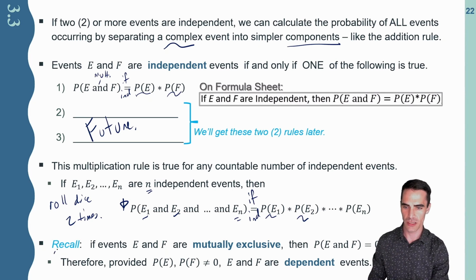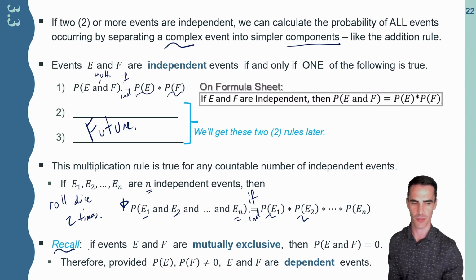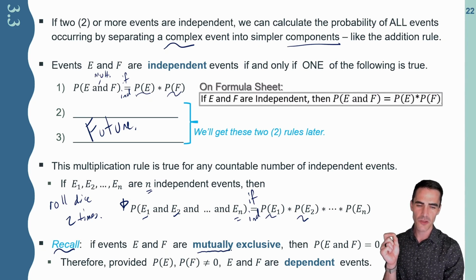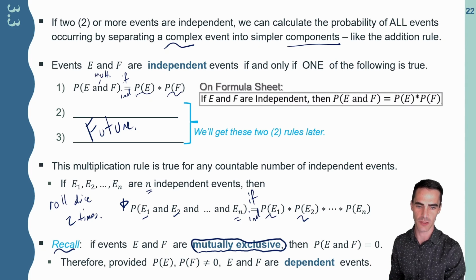As a little note to self here, a little recall: we talked earlier about mutually exclusive, and sometimes mutually exclusive and independent get confused, and so I want to make sure to highlight the difference between the 2.